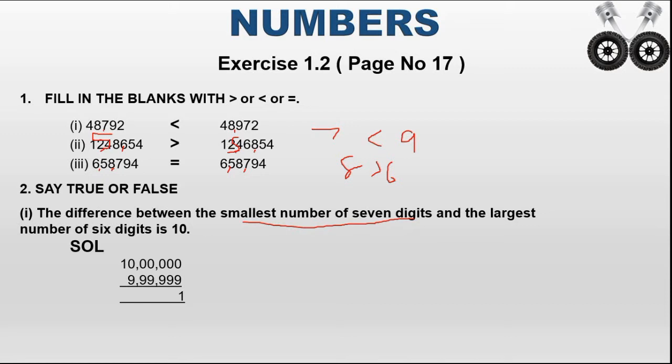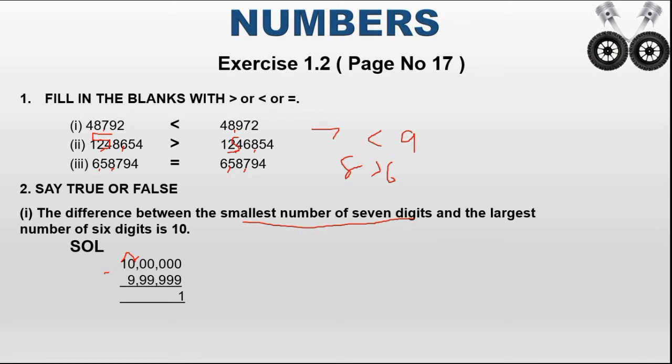Okay, so now subtract. We can't subtract 9 from 0. So we have to borrow from the previous number. That one is also 0, we can't borrow. Again we move on to the next number, that is also 0. Next we move on to the next position, that is also 0. Again we are moving to the next position, that is also 0. Again I am moving to the next position, this is also 0. And then here I am getting 1. From 1 I have to borrow, it will become 10.